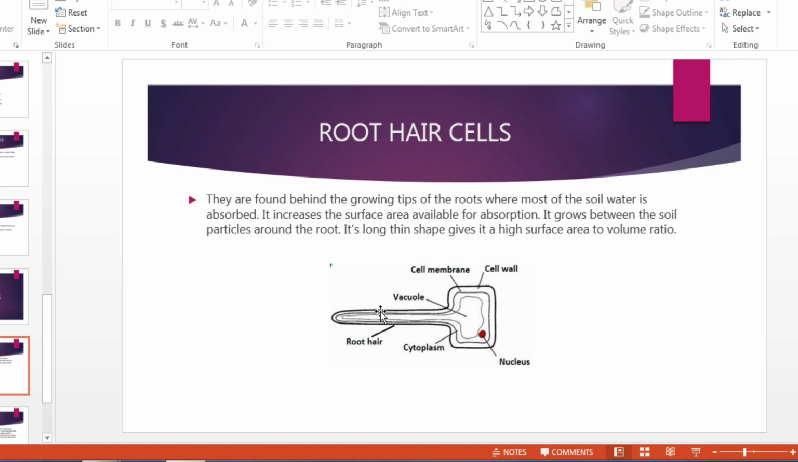The root hair cell absorbs water through the process of osmosis. We will understand osmosis in the next chapter. Through osmosis, the water moves inside the root hair cell and moves forward step by step into every cell through osmosis until it reaches the xylem vessel, which takes it towards the leaf for photosynthesis.